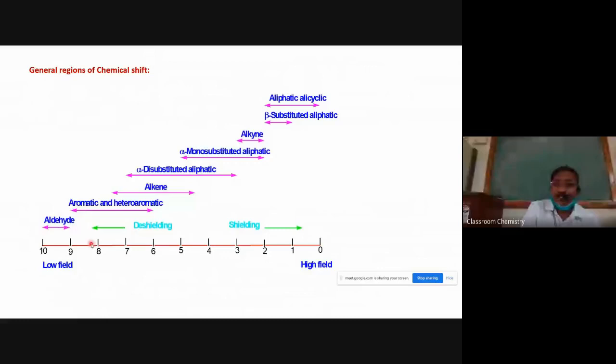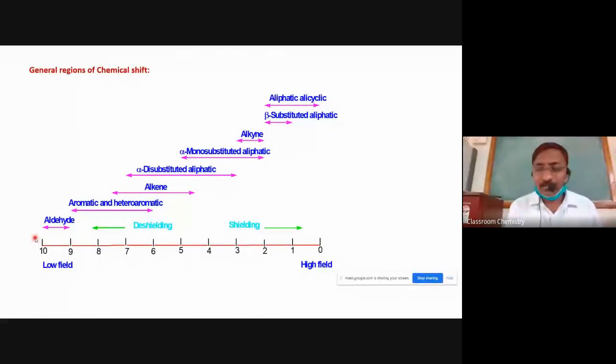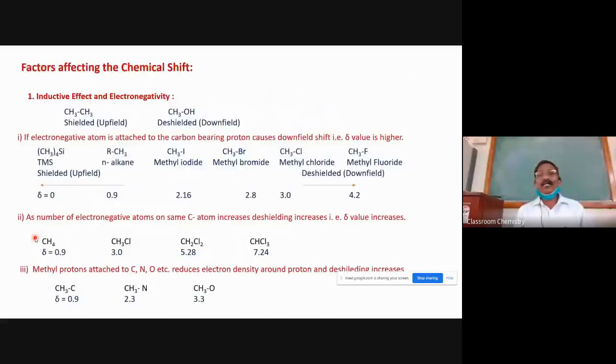And aldehyde proton is around 9 to 10, and above 10 only the carboxylic proton is available, which is between 11 to 12 delta, and that's why we require a scale of 0 to 15 instead of 10. Okay, so these are the general positions of protons in terms of chemical shift of organic compounds. Now we will see the factors that can affect the chemical shift value.